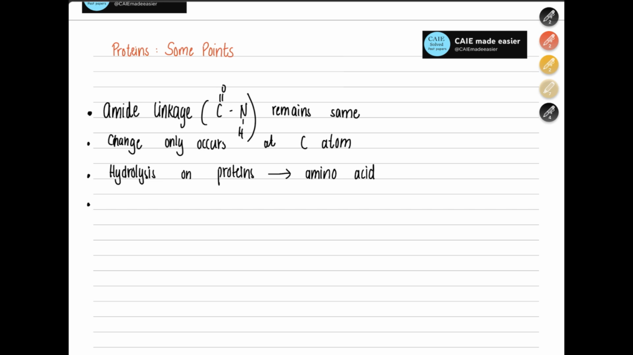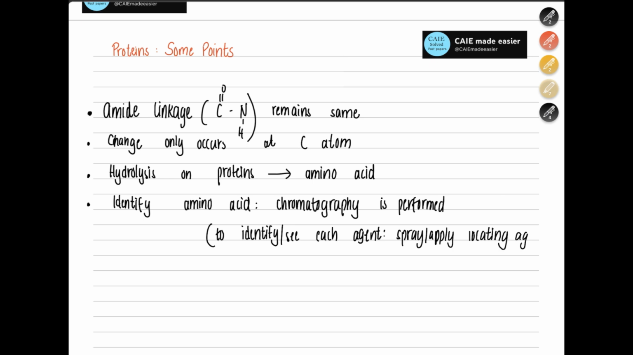One more point. If we want to identify the amino acids, we can apply chromatography. Chromatography is performed, and because they are invisible, we apply a locating agent.